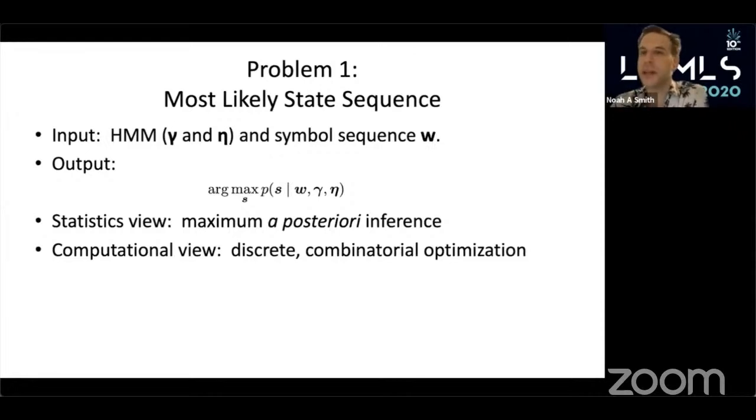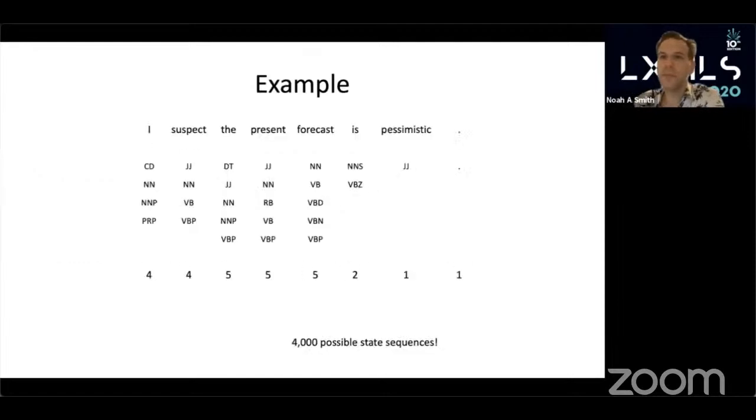We're trying to find the state sequence with the highest posterior probability. And from a computer science point of view, what we're going to solve here is a discrete combinatorial optimization problem. What we're choosing is a hard sequence, right? We're going to pick one state for every word, such that the total probability of the sequence is maximized.